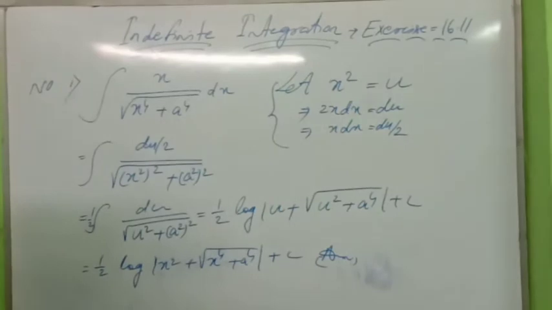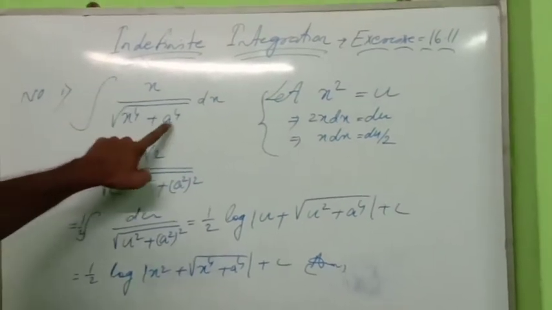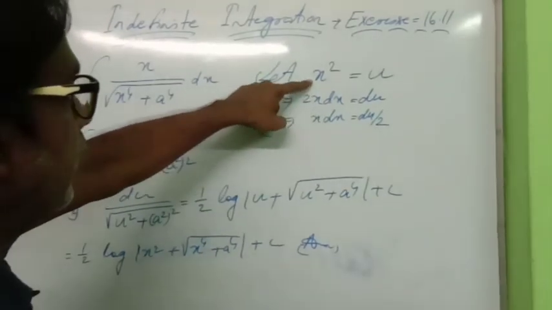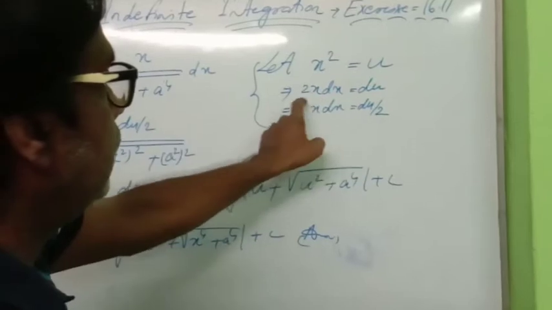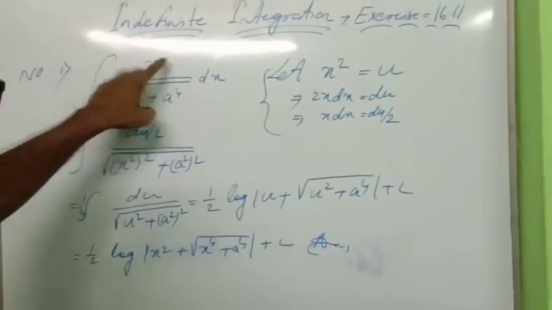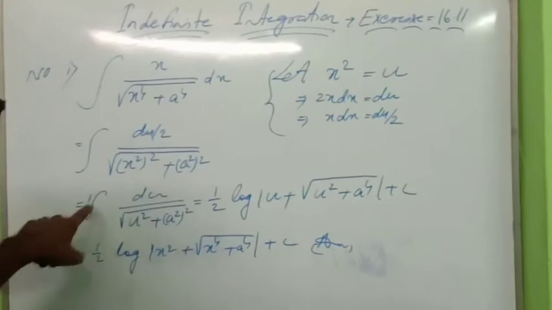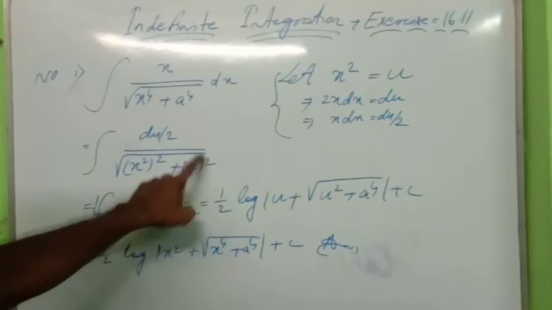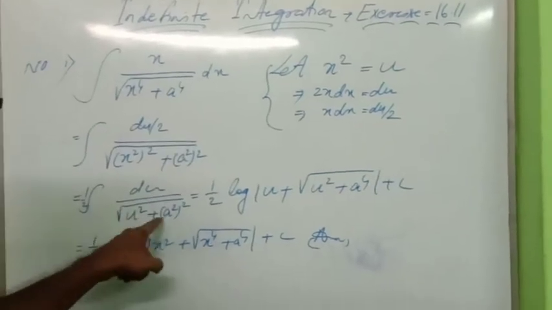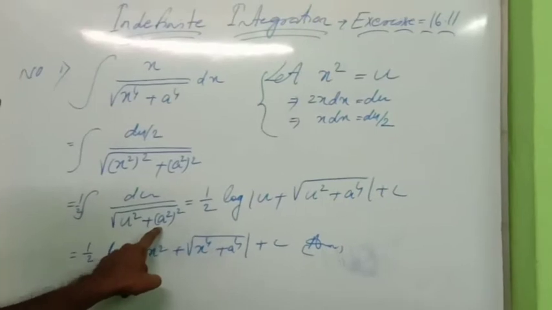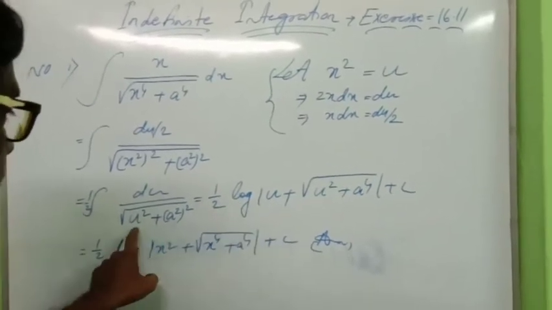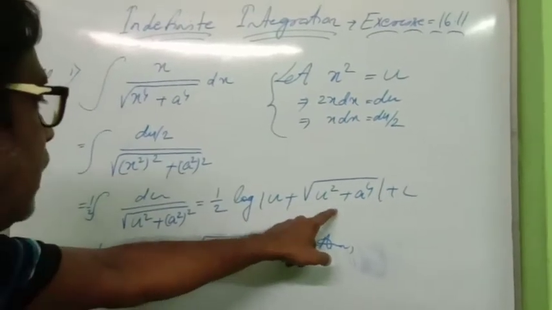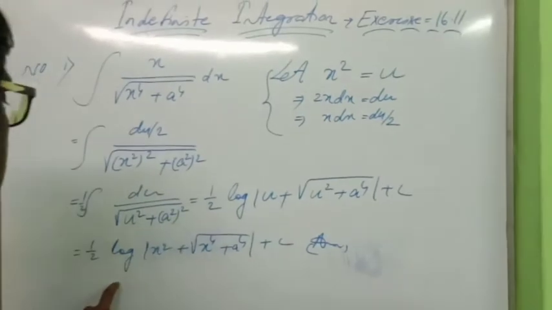See the question given: x by root over x to the power 4 plus a to the power 4. You have to take x square as u. What is the derivative? 2x dx equal to du, and 2 will be divided. Now put the value of x dx, du by 2. 1 by 2 will be taken outside, du is there. x square means u square plus a square whole square, a to the power 4 given, root over. The formula is log u plus root over what is given here, that you have to write here. This is the formula, okay? Plus c, see the integration constant. And this is the answer of number 1.